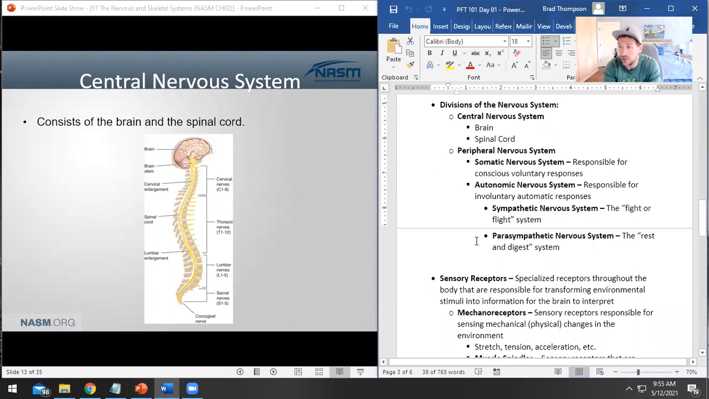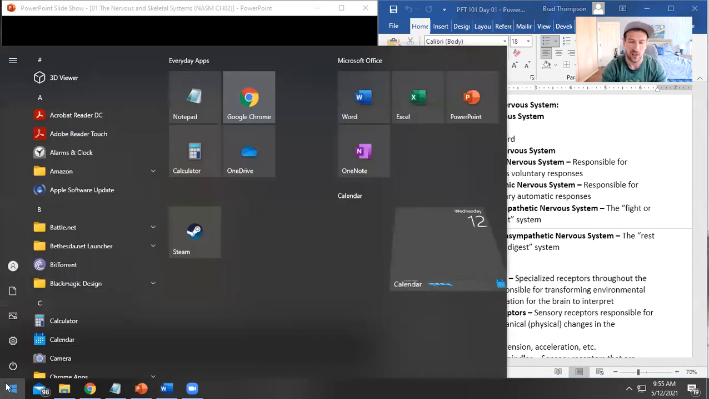So now let's take a look at our nervous system. If we're going to divide it up, we do have to divide it into several different sections so that we understand what part is responsible for what section, right? So you've got your central nervous system. That is going to be your brain and your spinal cord. And then you've got your peripheral nervous system. And your peripheral nervous system is going to divide into two primary divisions.